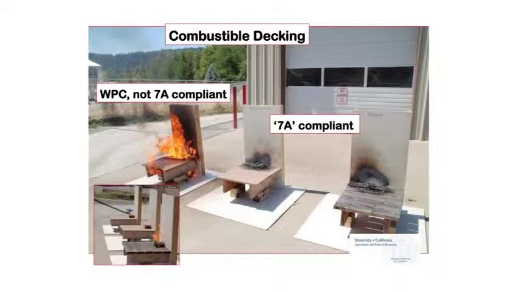So on the right-hand side, we have two so-called Chapter 7A compliant decking products. And on the left, we have a product that isn't compliant with Chapter 7A. So the far right one is a redwood deck, and the middle one is a wood plastic composite that complies, and the far left one is a wood plastic composite that does not comply.